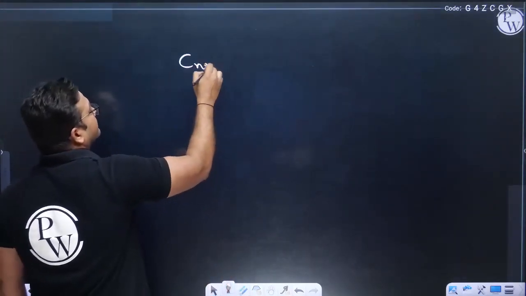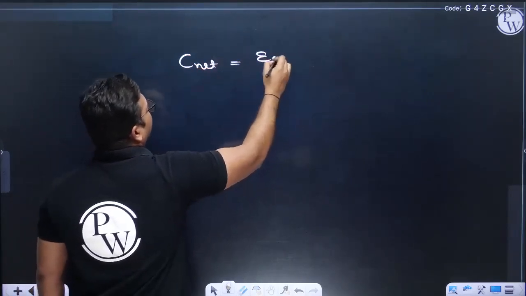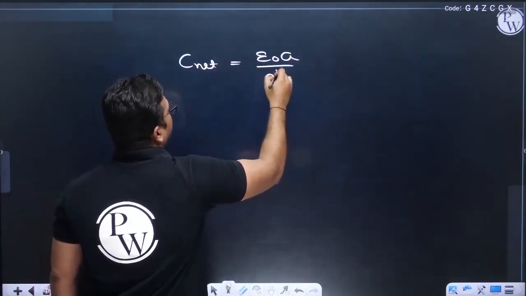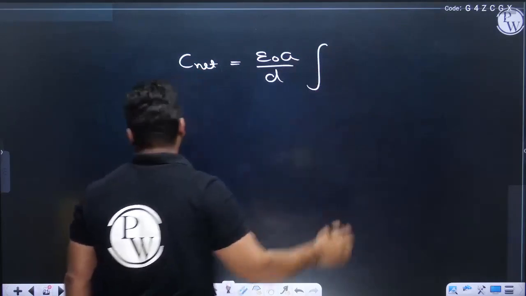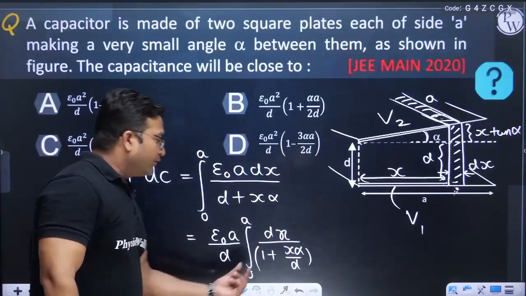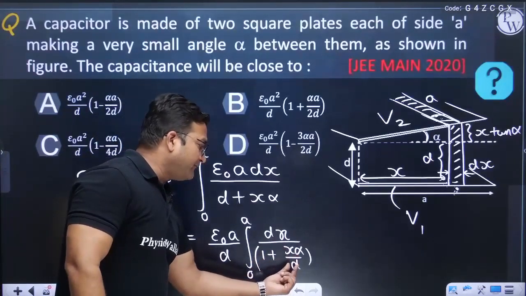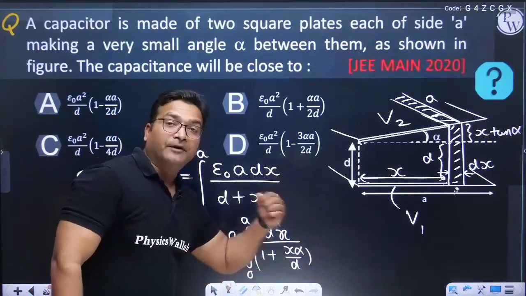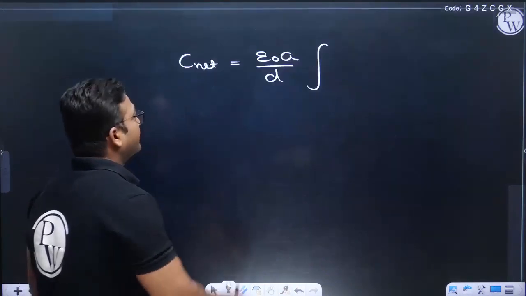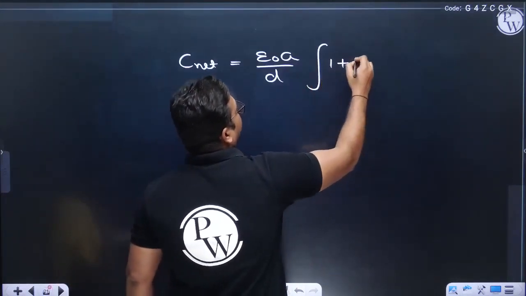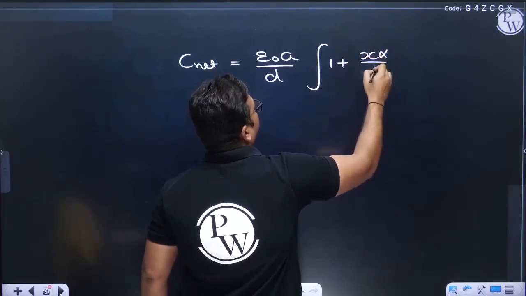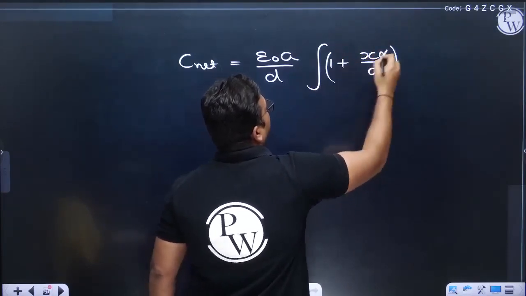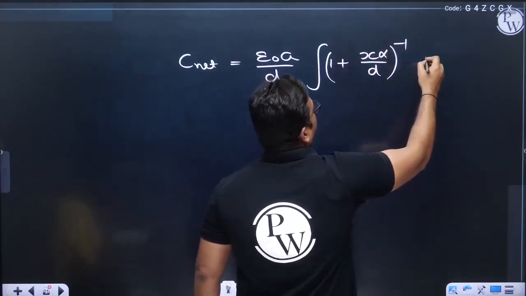So C net becomes epsilon naught a by d integral, and C, you can write 1 plus x alpha by d, and you take this in numerator, it will become to the power minus 1. So this becomes 1 plus x alpha by d to the power minus 1 into dx.